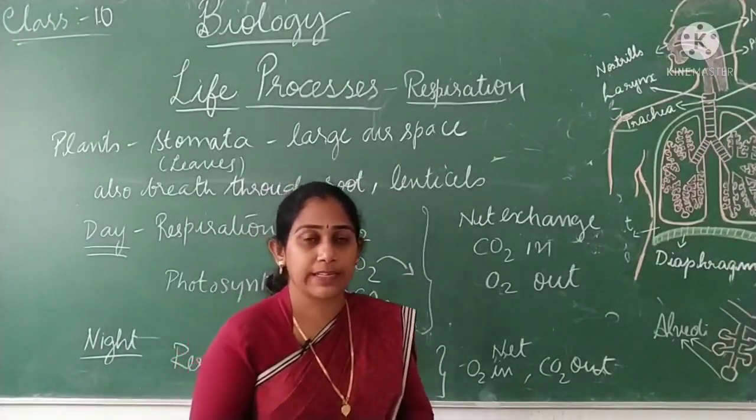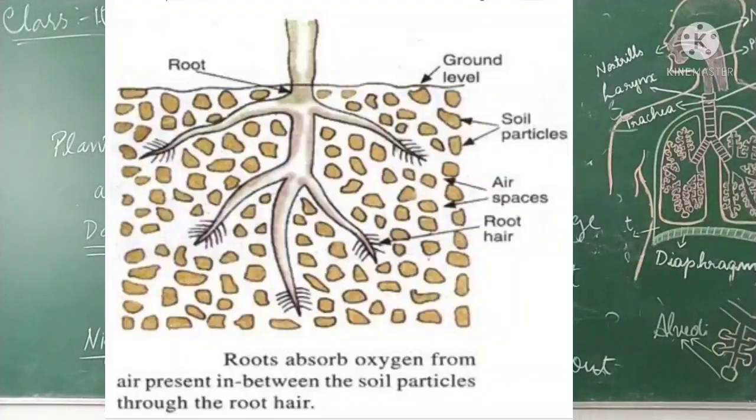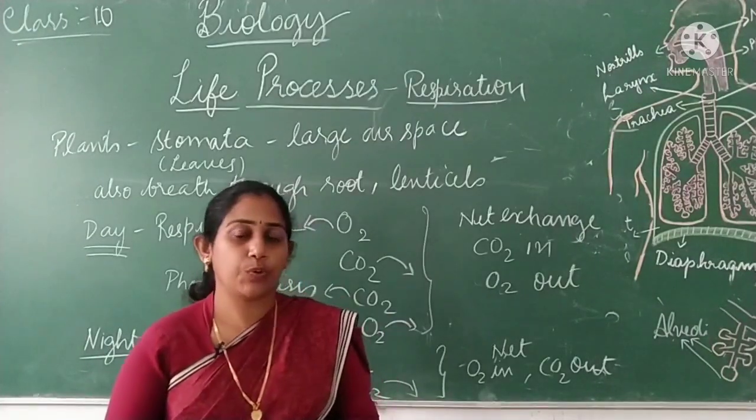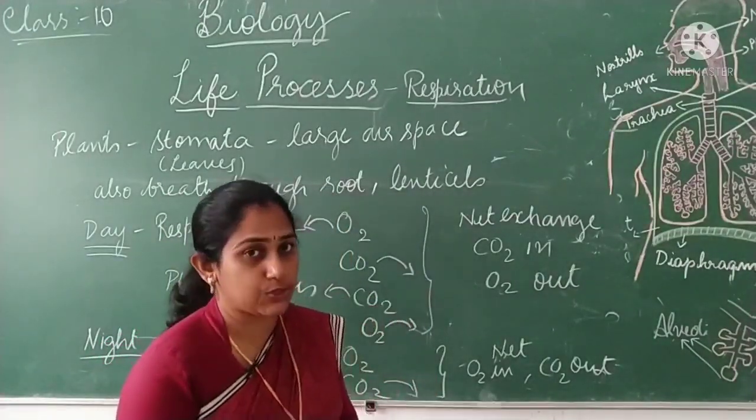Even the root of the plant can breathe. As the root penetrates deep into the soil, air or oxygen will be exchanged even through the roots. Root hairs will absorb the oxygen which is available between the soil particles. The oxygen from the space between the soil particles will diffuse into the root hairs, and from the root hairs, through the root and stem, it will be carried to all parts of the plant by diffusion. So even the root of the plant has to breathe.